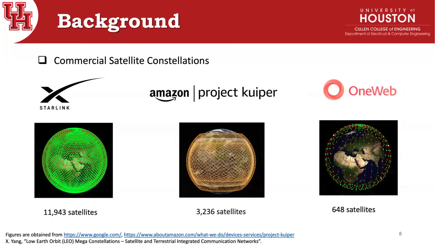As satellites are very important, they have attracted much attention from both academia and industry. Here I list three commercial satellite constellations in the United States. They are the satellite constellations operated by Starlink, Amazon, and OneWeb.